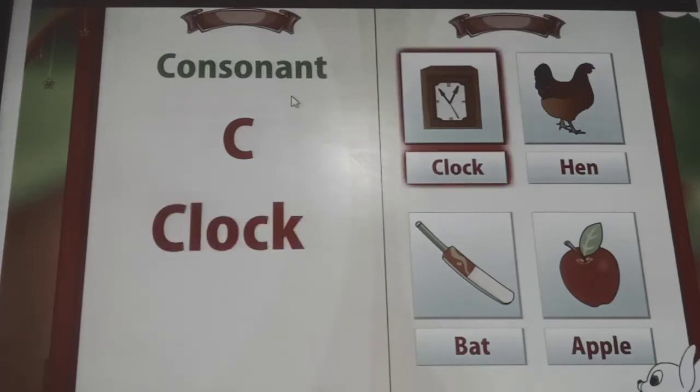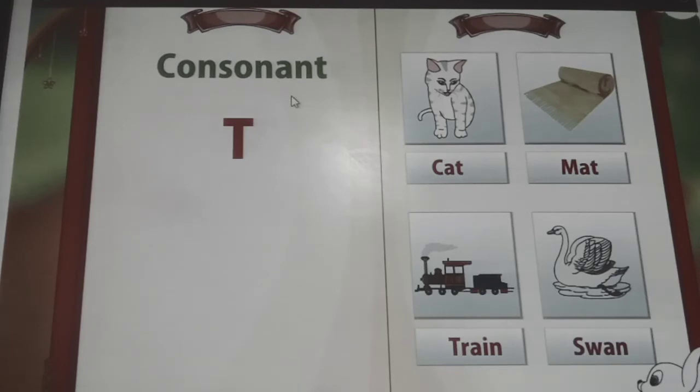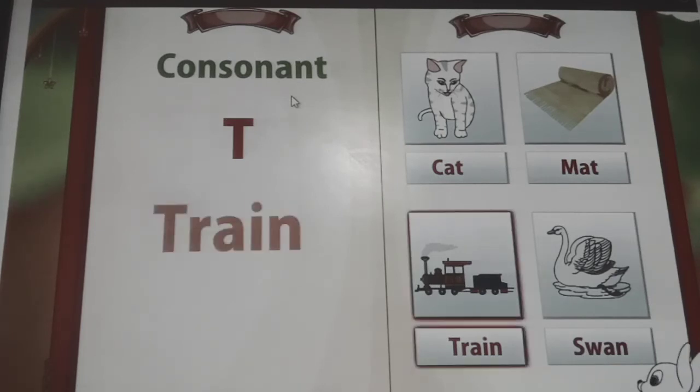Begins with the letter C. Cat, mat, train, swan. The consonant is T. Very good. Train begins with the letter T.